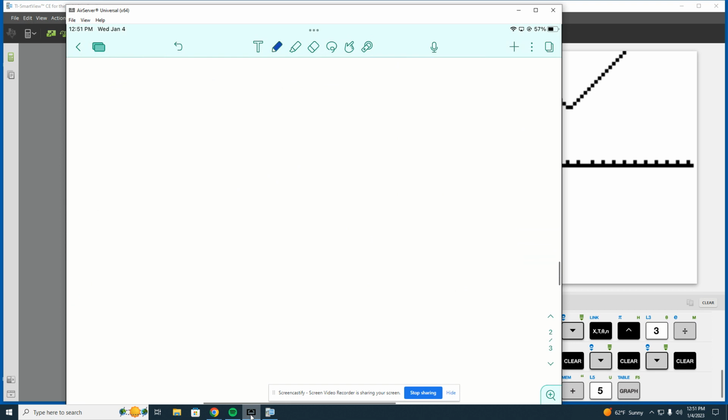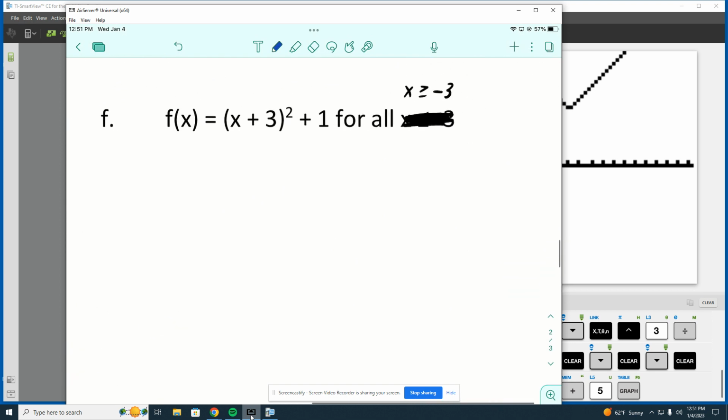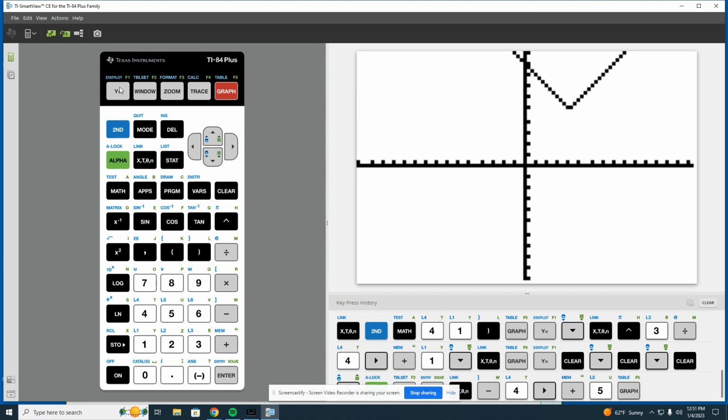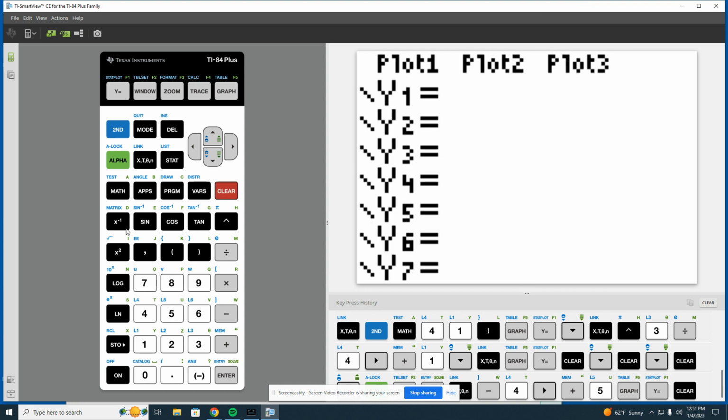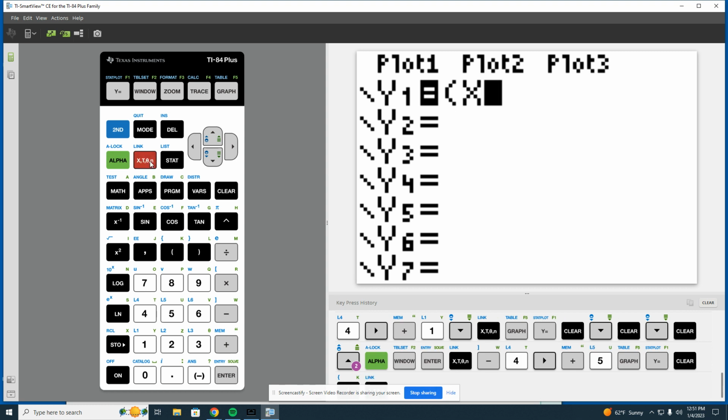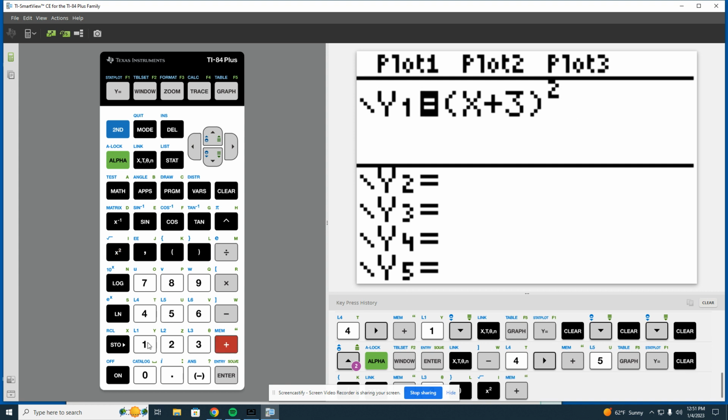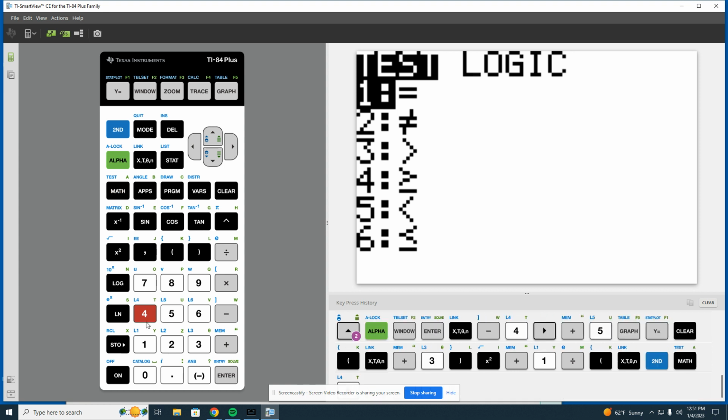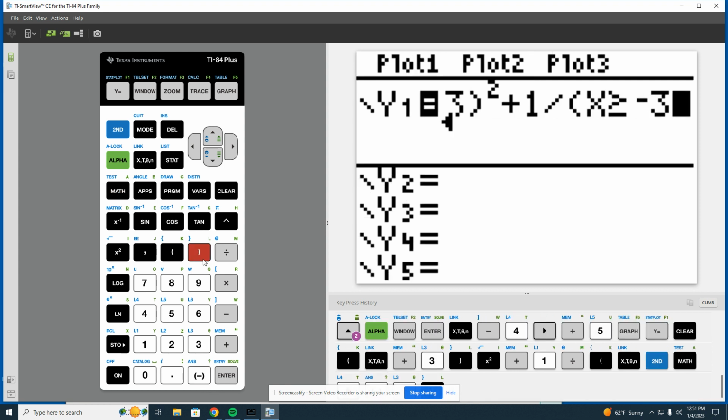Okay, I want to do one more. I want to do F, for one main reason: I want you to remind me how to write this in my calculator. So I'm going to do the easy part, the function, x plus 3 squared plus 1. That's the easy part. Now y'all remind me, how do I restrict my domain? Divided by, parentheses, x, second math, number 4, and then we're going to put our negative 3. There you go. Hopefully you all are able to follow along with what was just done. That's how we restrict our domain.